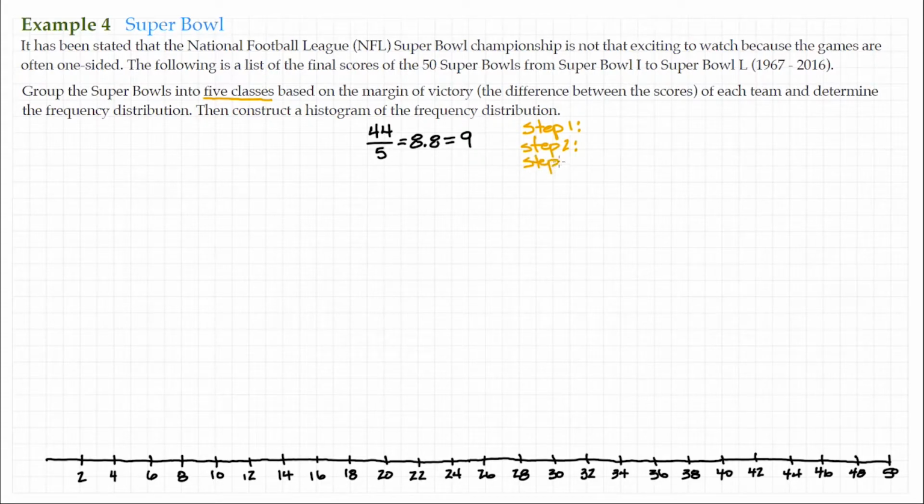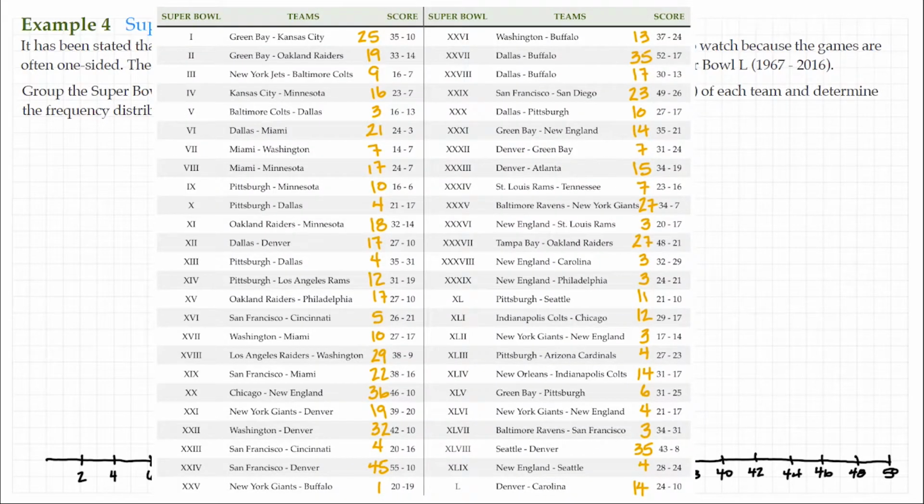The next thing we're going to do, step 3, is we're going to go ahead and make the distribution. So we look at our data here. I'm going to put in right here the margin of victory. And then I'll put in the frequency. I'm just going to shorthand it as FREQ. And then I go through this.